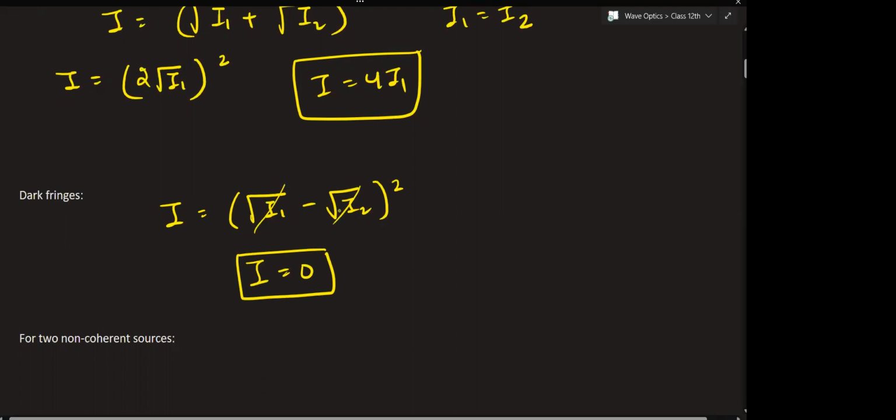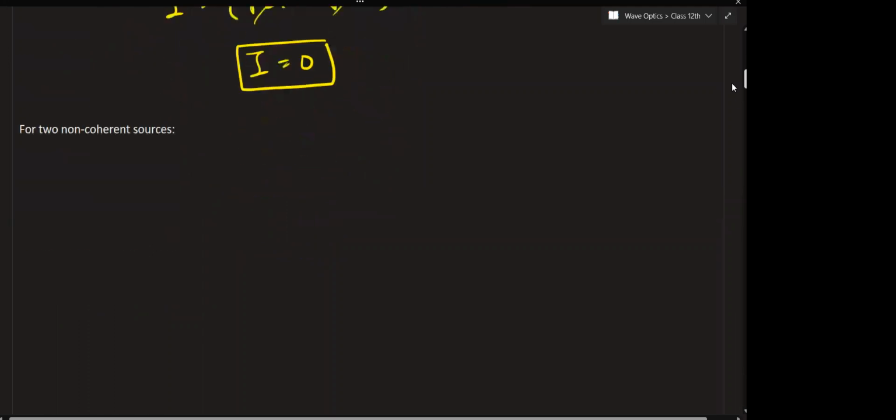This was for bright fringe, 4I. And this is for dark fringe, 0. All right. Now, if you have two non-coherent sources, this was for two identical coherent sources. Now, if you have two identical but non-coherent sources, these are still identical. Now, see what will happen.